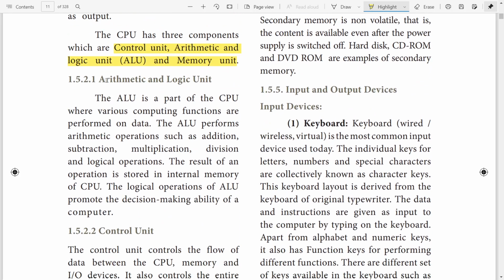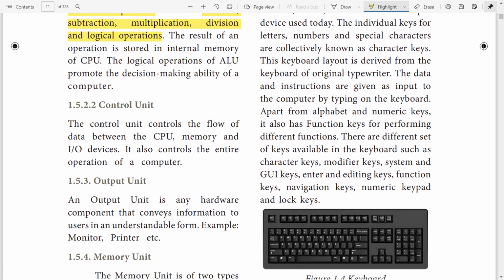Arithmetic and logical unit. From the name itself, you can understand arithmetic means mathematical operations. ALU is a part of the CPU where its computing functions are performed. ALU performs arithmetic operations like addition, subtraction, multiplication, division, and logical operations. The result of this operation is stored in the internal memory of the CPU. The logical operations of the ALU promote the decision-making ability of a computer. Next, control unit. The control unit controls the flow of data between CPU, memory, and I/O devices.